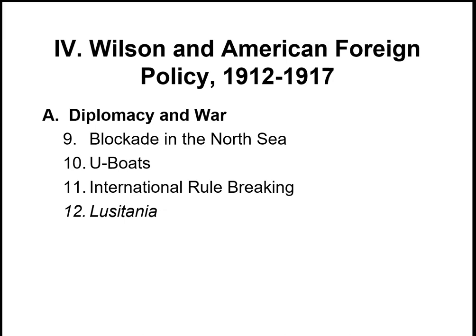And on May 15th, 1915, the British and German strategies led to an event that had dire consequences for our neutrality. German submarines attacked the British cruise ship Lusitania, and it killed 1,198 people. And of those, almost 1,200 people, 128 Americans were killed.